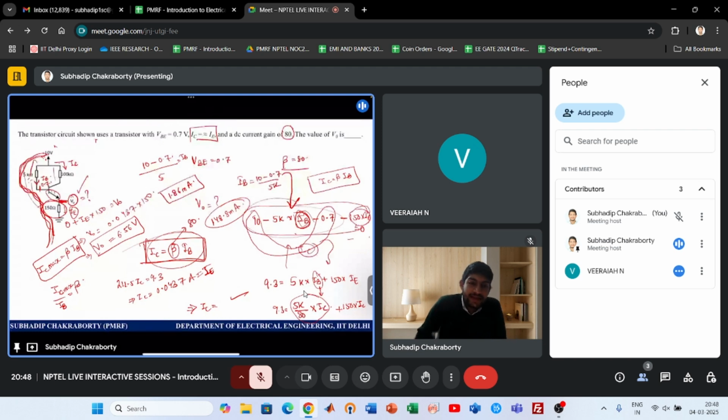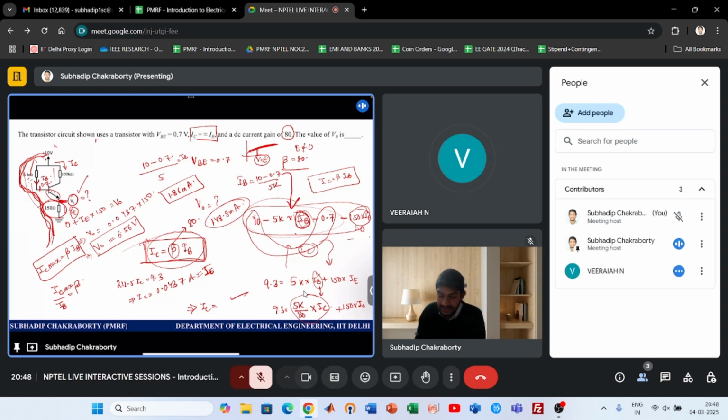You just calculated IC, 10 minus 0.7 by 5 into 80, and you got a large value, right? So that was the maximum IC value. But our device is not operating in that region. It is operating slightly lower, at a lower IC. Why? Because of the transfer characteristics here. It has some small slope with a small VCE.